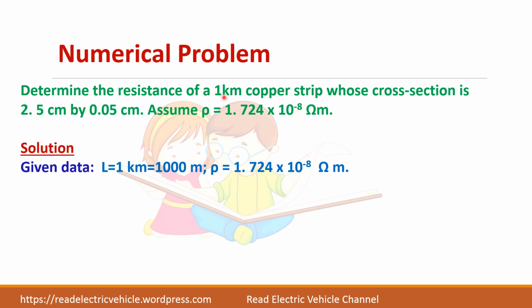What is given? Length is 1 kilometer. Always remember, the question is very easy. The only thing is the unit is not in meter, and you should take care of that. You take care of all the units, because you have the formula only in meter. So convert it to meter. 1 kilometer is equal to 1000 meter. And rho is given in meter, so no problem.